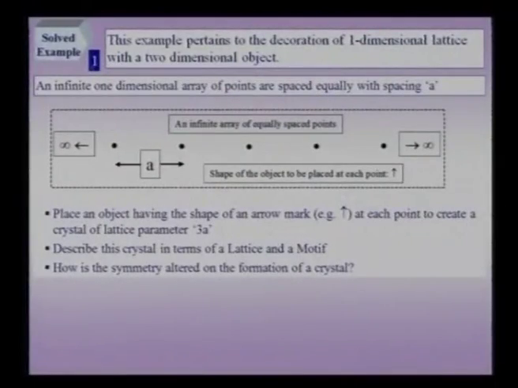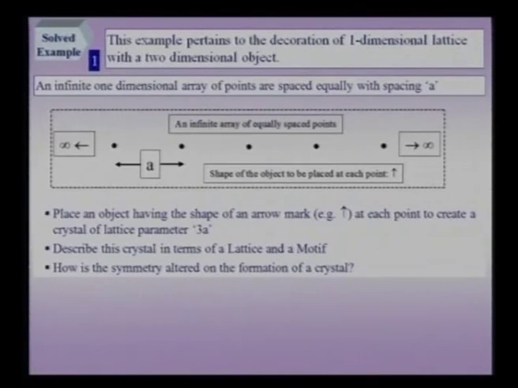Before we proceed further, especially to these three-dimensional lattices, let us take up some simple examples so that we revise our concepts on what are lattices, how do we make crystals out of them, how do we define the lattice parameter, and what are the alternate choices of unit cells. So we will consider a few solved examples to understand these concepts. This first example, example number 1, pertains to the decoration of a one-dimensional lattice with a two-dimensional object.